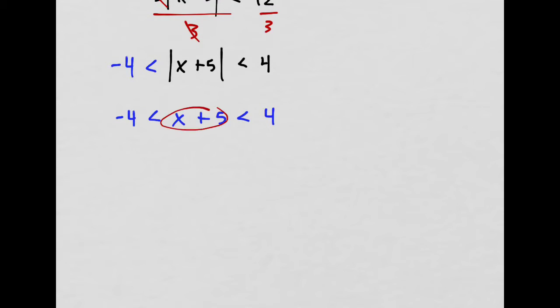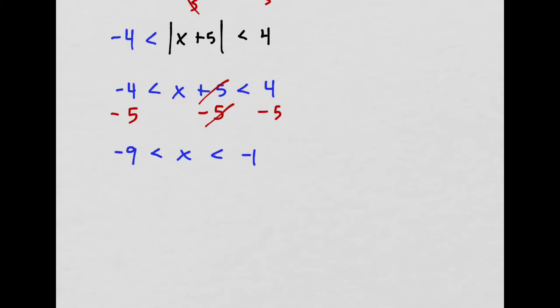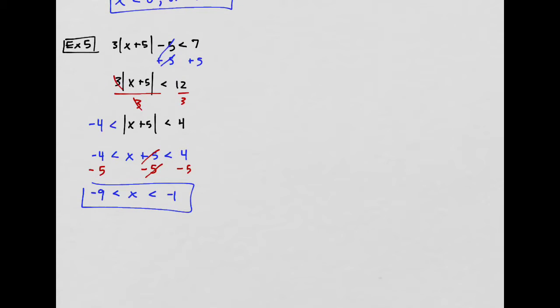It's kind of like I have two equations and I'm solving them all at the same time. So if I subtract 5 from the middle, I have to do it from both outsides. And there's my answer. x is between negative 9 and negative 1. It's beautiful. So that's the trick there. It's pretty nice.